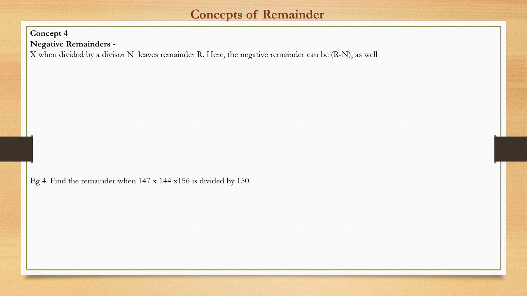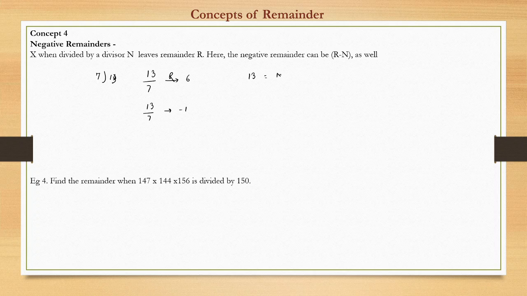Now we look into the concept of negative remainders. So what is this basically? Say when 13 is divided by 7, the remainder is 6, right? But can we not say that 13 divided by 7, the remainder is also minus 1?